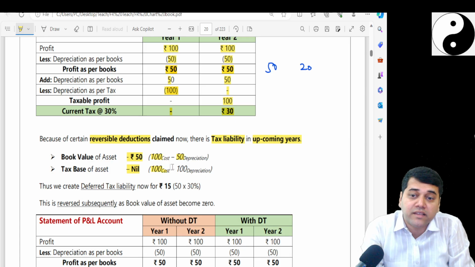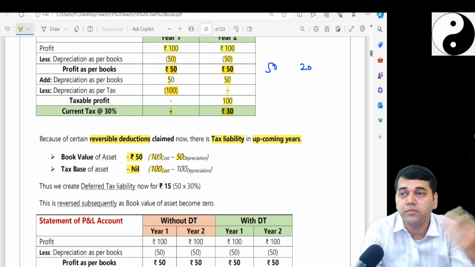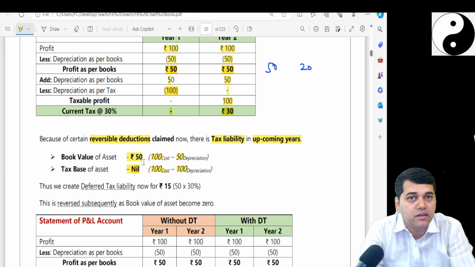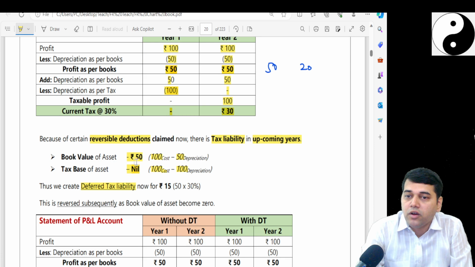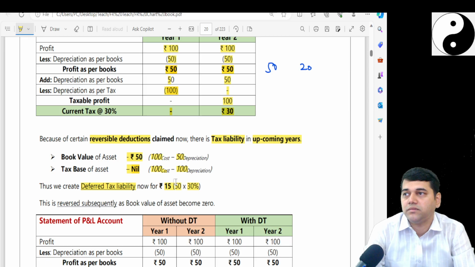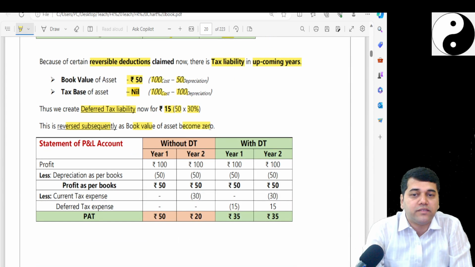Now, for my income tax, yes, my cost was 100 only, because I told them, look, sir, this is my asset. Otherwise, that asset becomes an asset from an undisclosed source. But I claim deduction, so my tax base becomes nil. So we create a deferred tax liability on the difference of 50 rupees. This is called a temporary difference, at the 30% tax rate, on 15 rupees. So my total tax includes income tax plus deferred tax. This is reversed subsequently as the book value of the asset is going to become 0. This is the simple logic for your deferred tax.